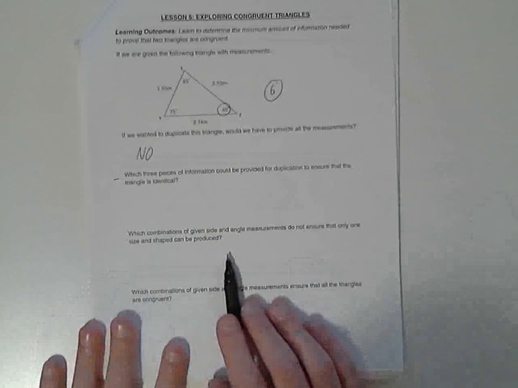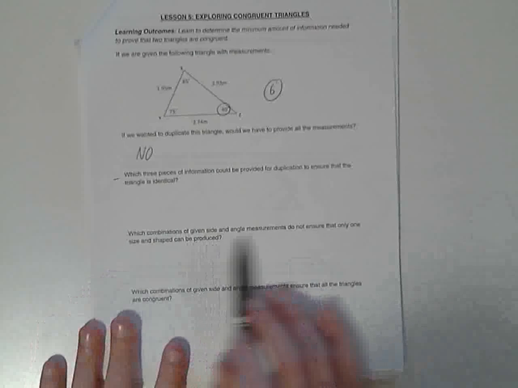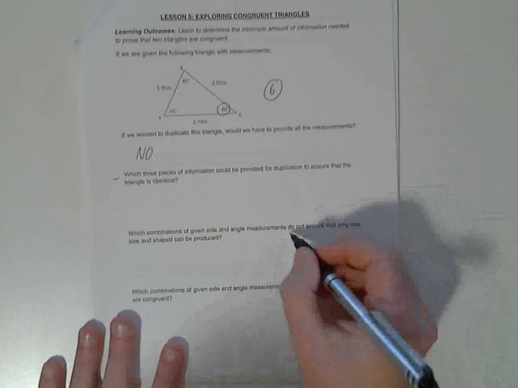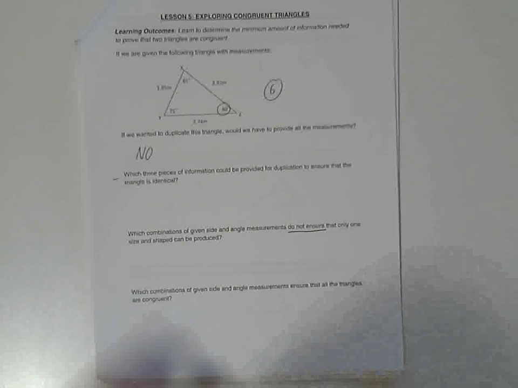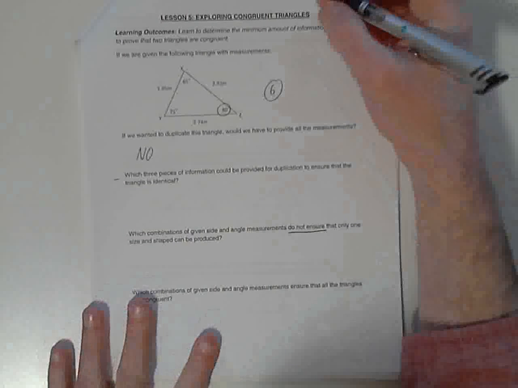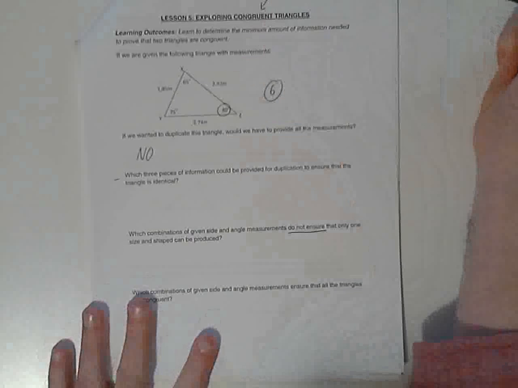Which combinations of given side and angle measurements do not ensure... I actually prefer to start the question with this: do not ensure that only one size and shape. So we're talking about, I probably should mention that at the beginning, this time we're talking about congruent.